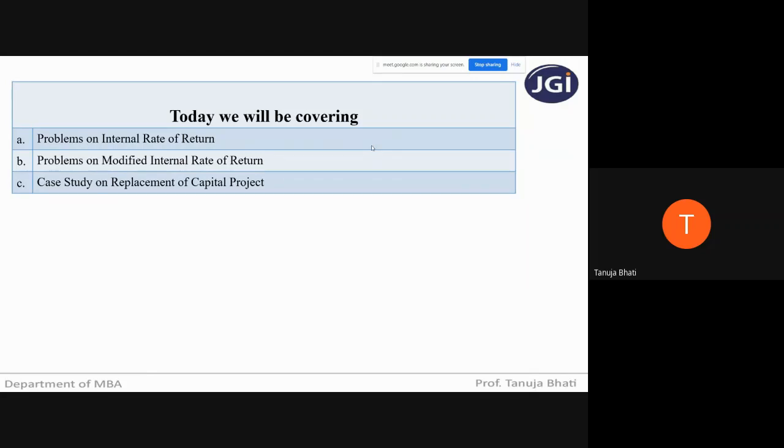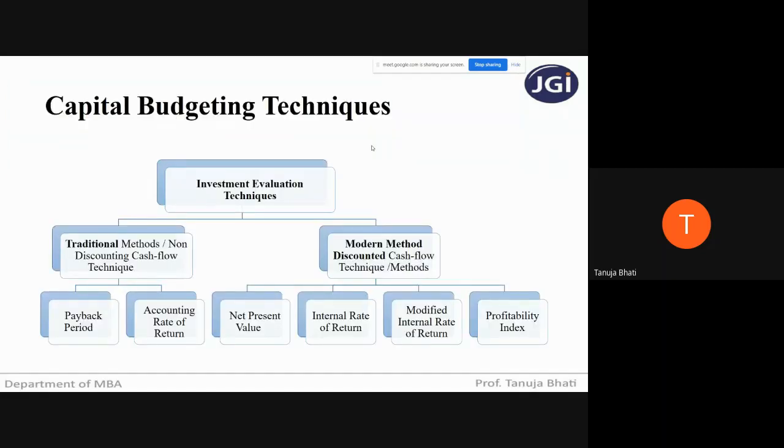Before we directly move ahead to the problems, let us quickly revise all this. We know capital budgeting techniques are divided into two types, traditional and modern. Under traditional, we have payback and accounting rate of return, and under modern, we have seen how to calculate net present value, profitability index, internal rate of return, and modified internal rate of return.